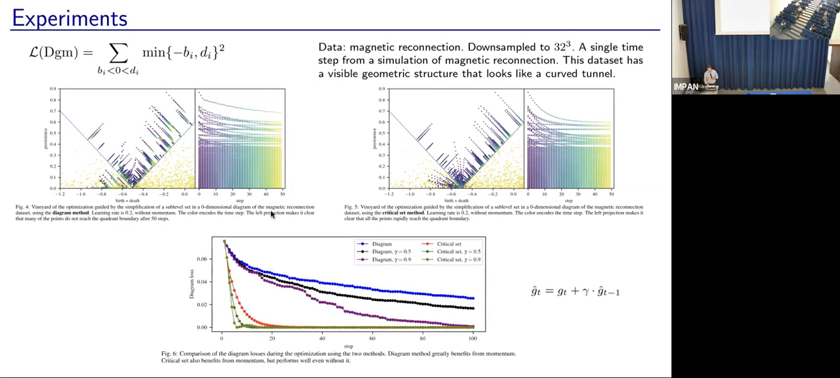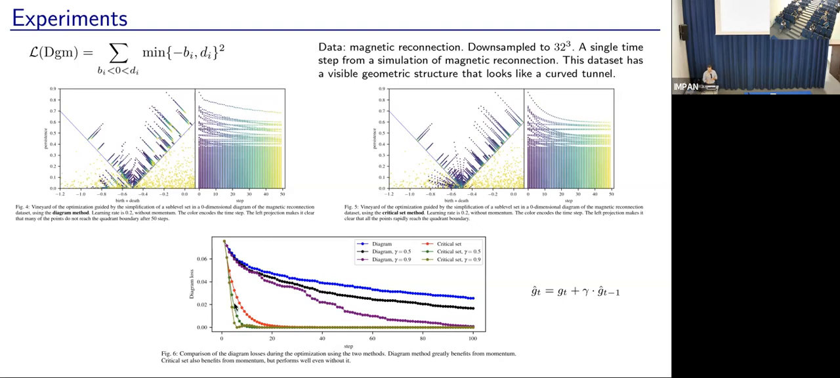Another way to look at this is to look at the loss. In other words, just to visualize the loss using two different methods, the diagram method and the critical set method, and keep track of it over the steps. This plot shows you immediately that if you use the diagram method, the loss decays very slowly. If you use momentum, you get better performance, but still comparatively slow. Whereas the critical set method, this red curve, just shoots down, because it takes a whole bunch of simplices at once and pushes them all down.